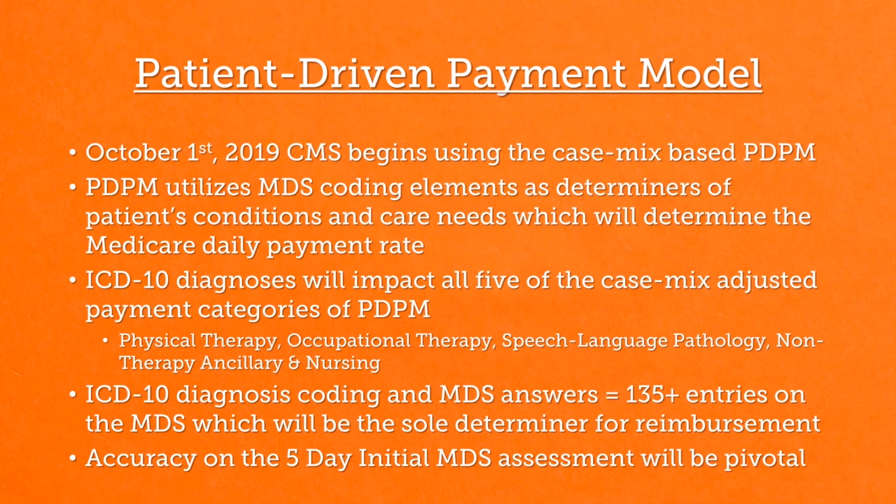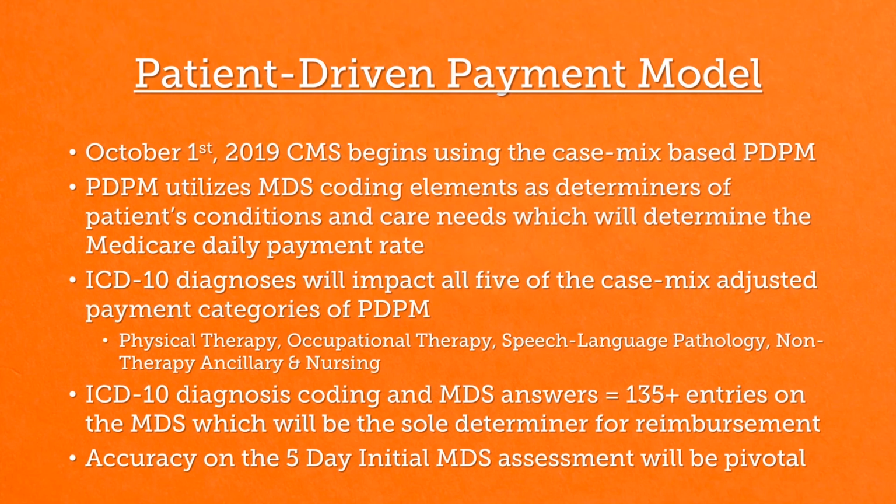ICD-10 diagnosis codes also will impact. We know that the primary ICD-10 will determine what category the patients fall into for all of the PDPM categories. We know that there are 5 categories with PDPM, the PT, OT, ST, the non-therapy ancillary and nursing, and 3 of these are affected by a variable per diem rate.